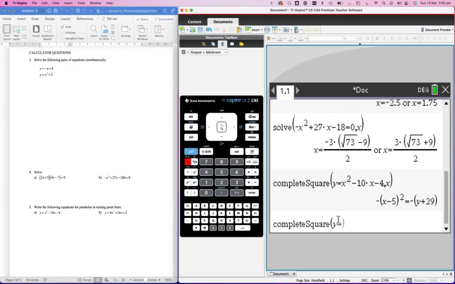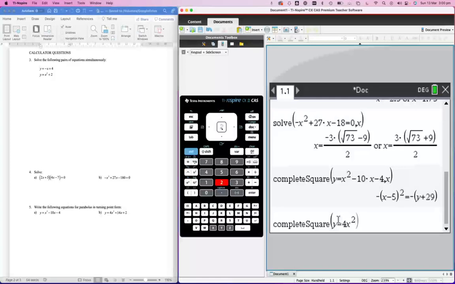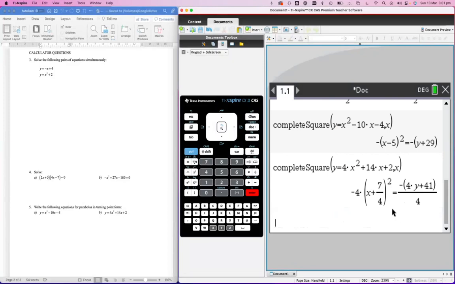So y equals 4x squared plus 14x plus 2 with respect to x. I'll just type it in literally from the question here. This is because I've got something in front of the 4x squared there. It's probably a really good idea to do this on your calculator. That gives me this horrible looking thing. But again, we can translate it. So for example, I can multiply everything through by 4 to get minus 16 outside of x plus 7 over 4 squared equals minus 4y minus 41.